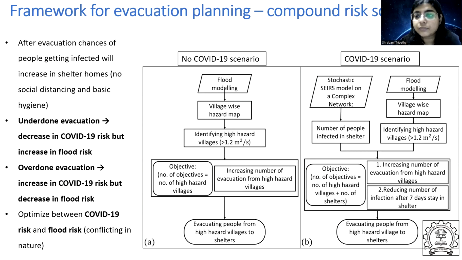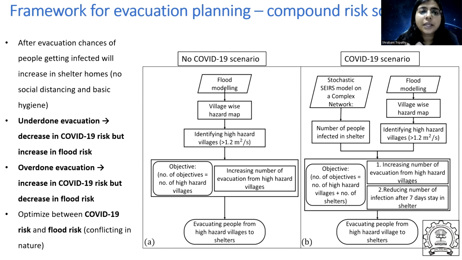Apart from flood identification and forecasting, mitigation planning is also very important in minimizing the losses, and evacuation planning is one of the key steps in mitigation planning. The only objective during evacuation planning is to evacuate the maximum number of people from one village to one shelter. Shelters are safe places where people get evacuated during flood, and they stay there for a certain amount of days when there is a flood.